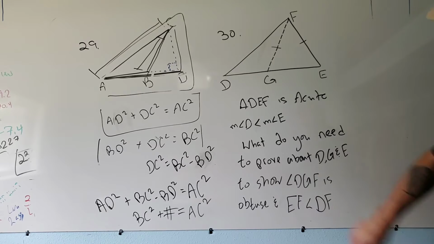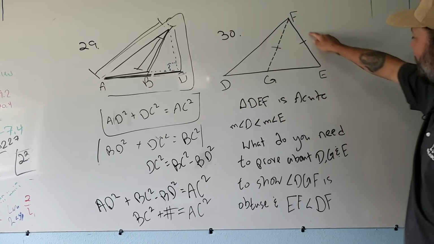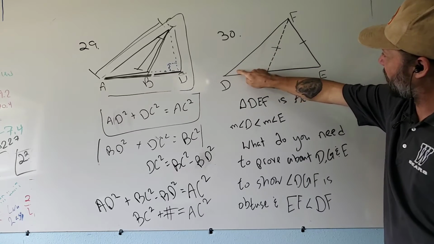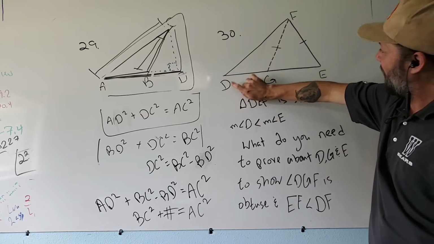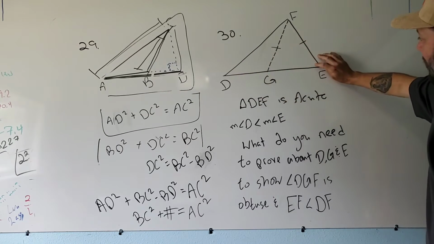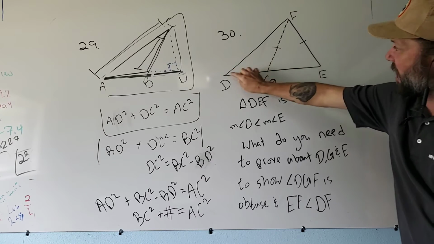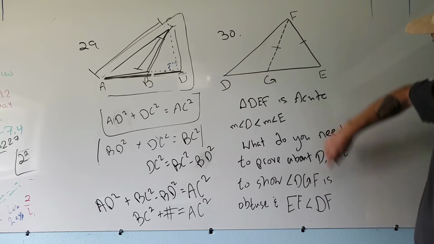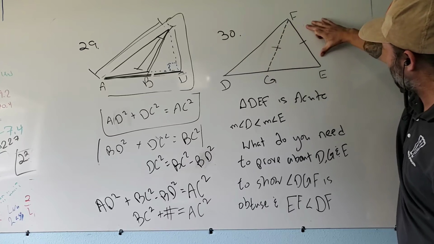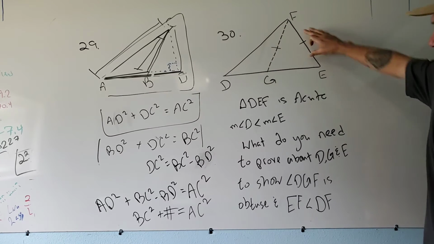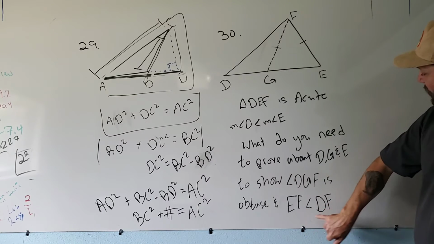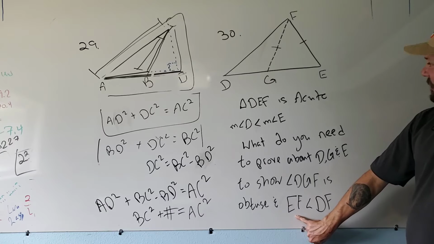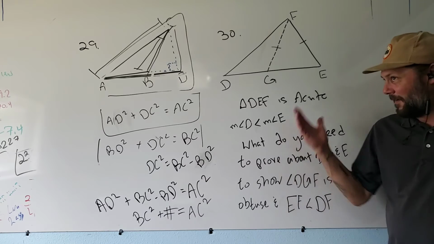So let's see here. Triangle DEF, the large triangle, is acute: smaller than 90 degrees, smaller than 90 degrees, smaller than 90 degrees. Angle D is smaller than angle E, so angle E is larger than angle D. Alright, what that means is this side must be longer than that side by a triangle inequality. That's what we want to argue, that EF is shorter than DF. EF is shorter because it's opposite a smaller angle.